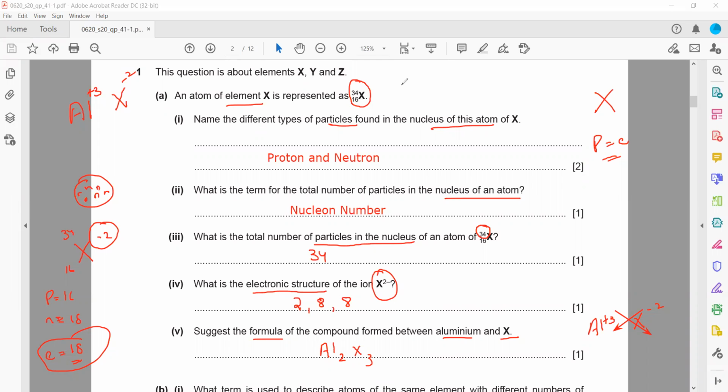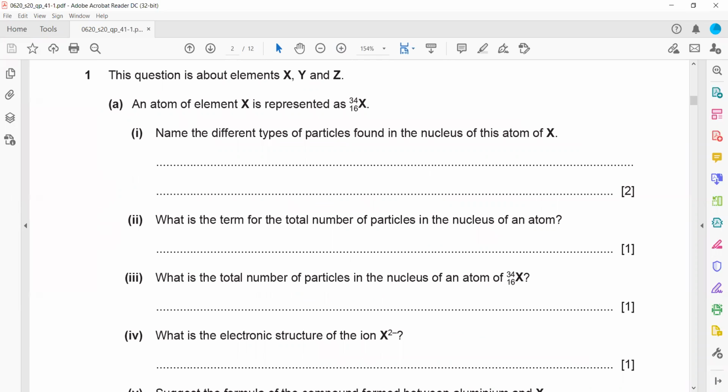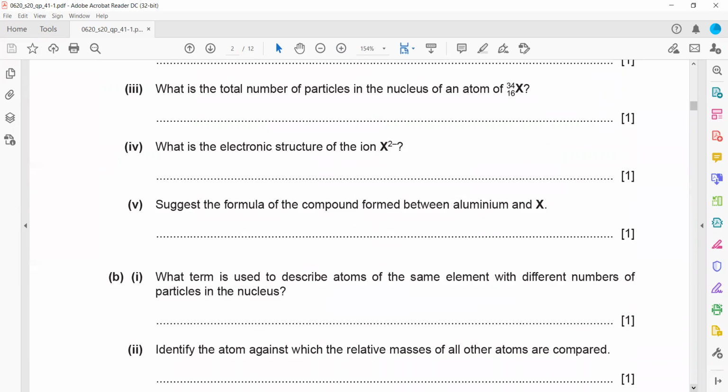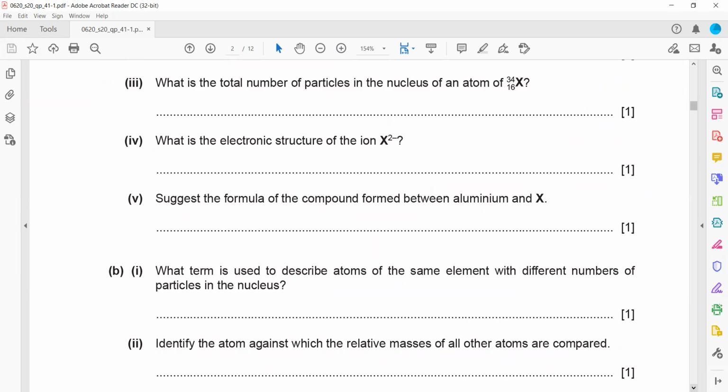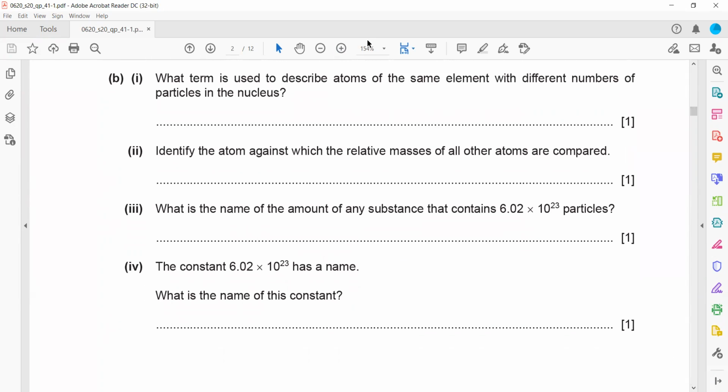What is the term used to describe atoms of the same element with different numbers of particles in the nucleus, having a different nucleon number, different mass number, but the same element? What is the term used? We use the term isotope. Yes, isotopes is the term used.